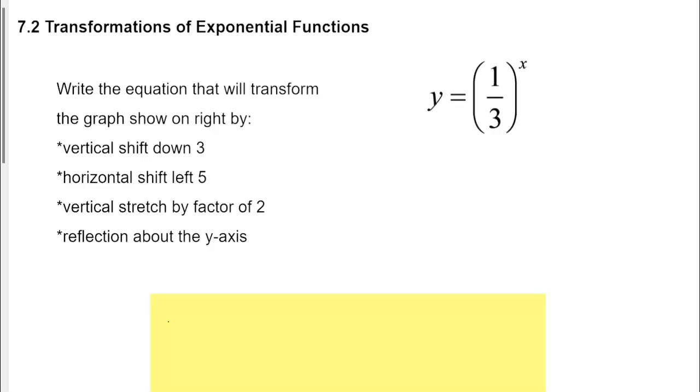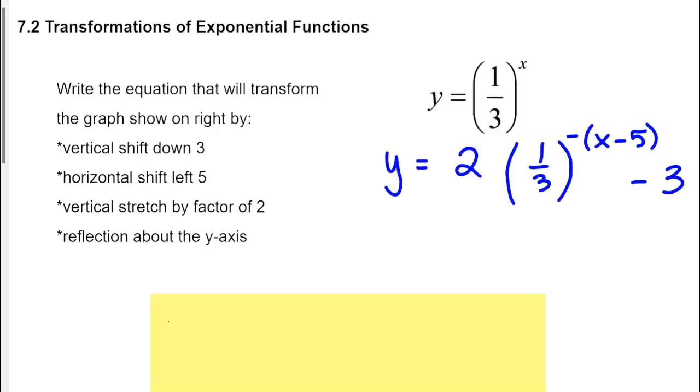And I would like you to see, if you already know how to do this, where would you put this vertical shift of down 3, a horizontal shift of left 5, a vertical stretch of factor of 2, and a reflection about the y-axis? Pause it and see if you know where to put those transformations in that equation. I bet you already do. And then press play and I'll show you the right answer. Did you get it right?